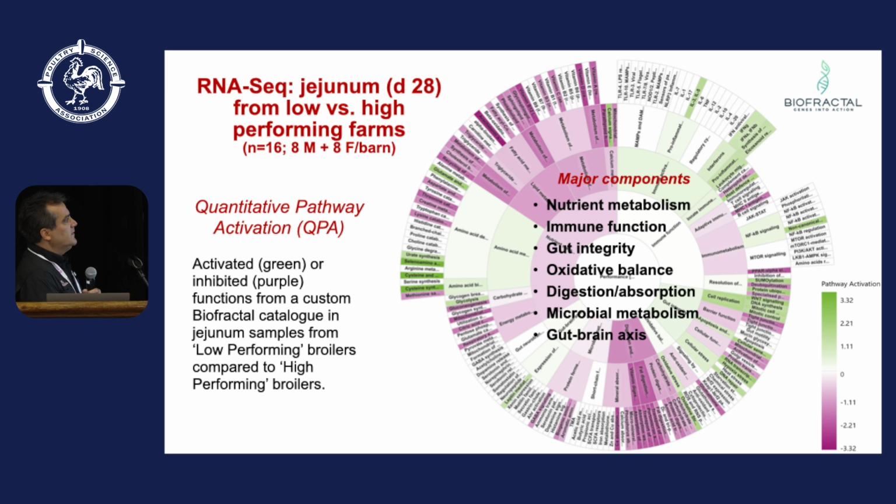So we have low performance and high performance, and the green ones are the ones that are activated in the low performance versus the high performance. The same one for here, but these are kind of like lower expressed. And obviously, you can't read most of these, so I blew them up. The main categories were looked at: nutrient metabolism, immune function, gut integrity, oxidative balance, digestion, absorption. And as you can see, most of them, a third at least of these are in the top category. But the second biggest part is immune function. So it goes to show how much it goes on.